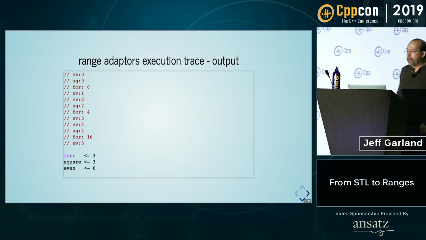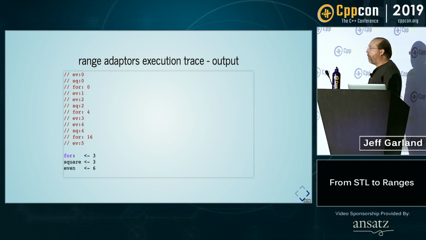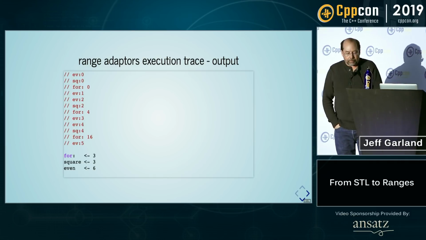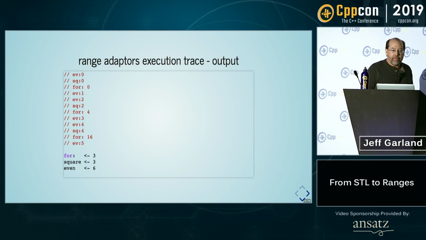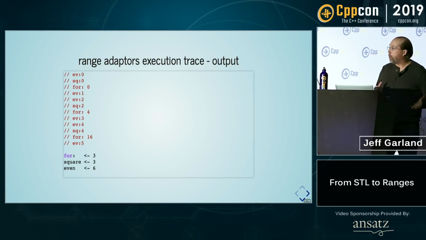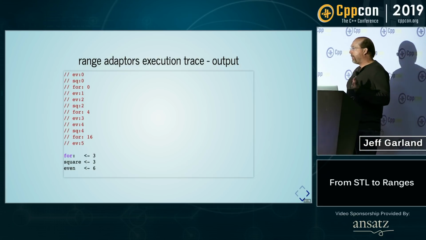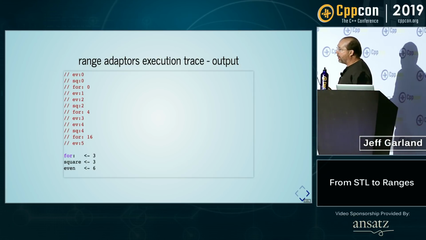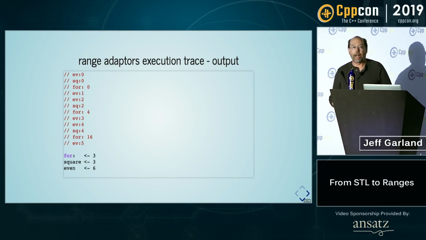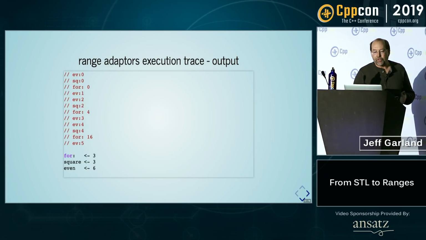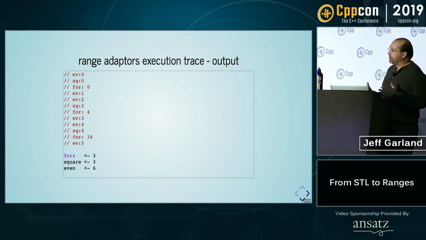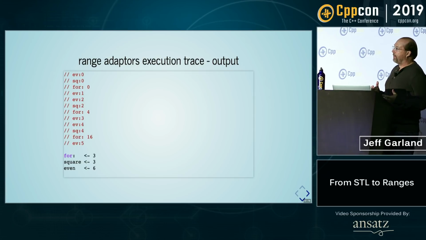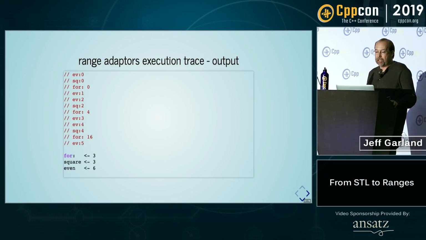Now, I will tell you, this is not always the case. If you remember that views have these properties of being cheap to copy and so forth, in general, views do not cache. So there are circumstances where you may be surprised by how many times something executes in a pipeline because there is no caching going on. In this particular simple case, it works.